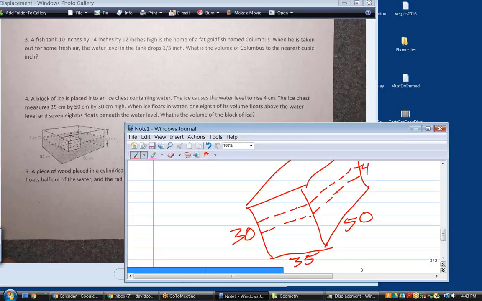So what's the amount of displacement? 4 inches, 4 cubic centimeters. Volume-wise, how much water got displaced? 4 centimeters cubed. No? What's the volume of that rectangular prism worth of water there? 35 by 50 by 4. Okay, that's 7,000 cubic centimeters. But how much of the ice displaced that?